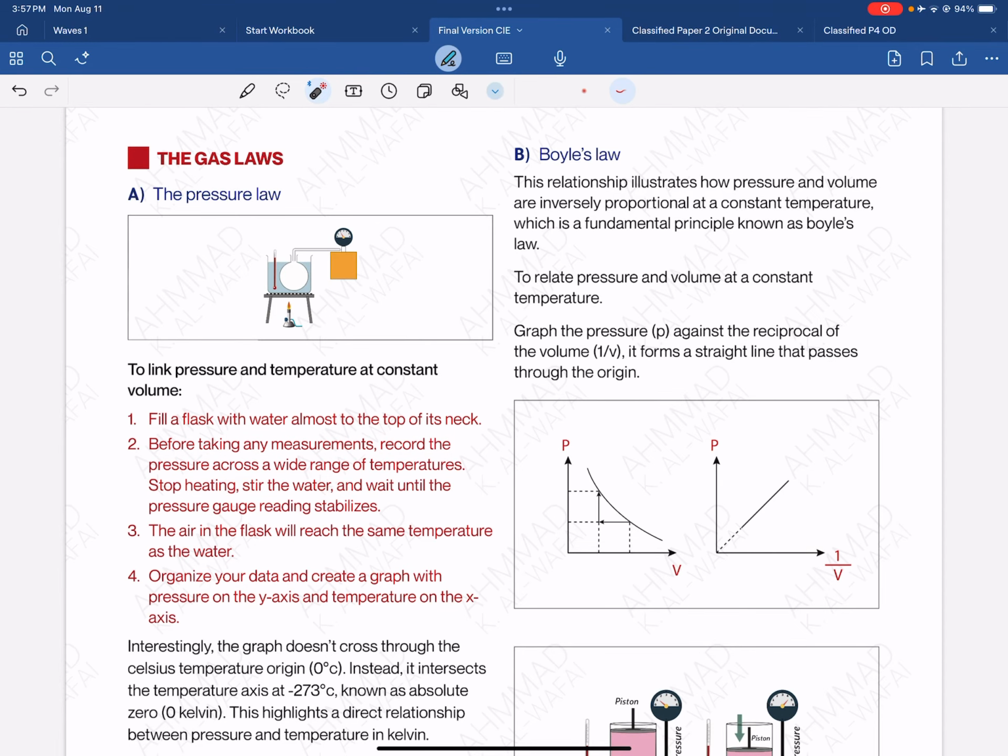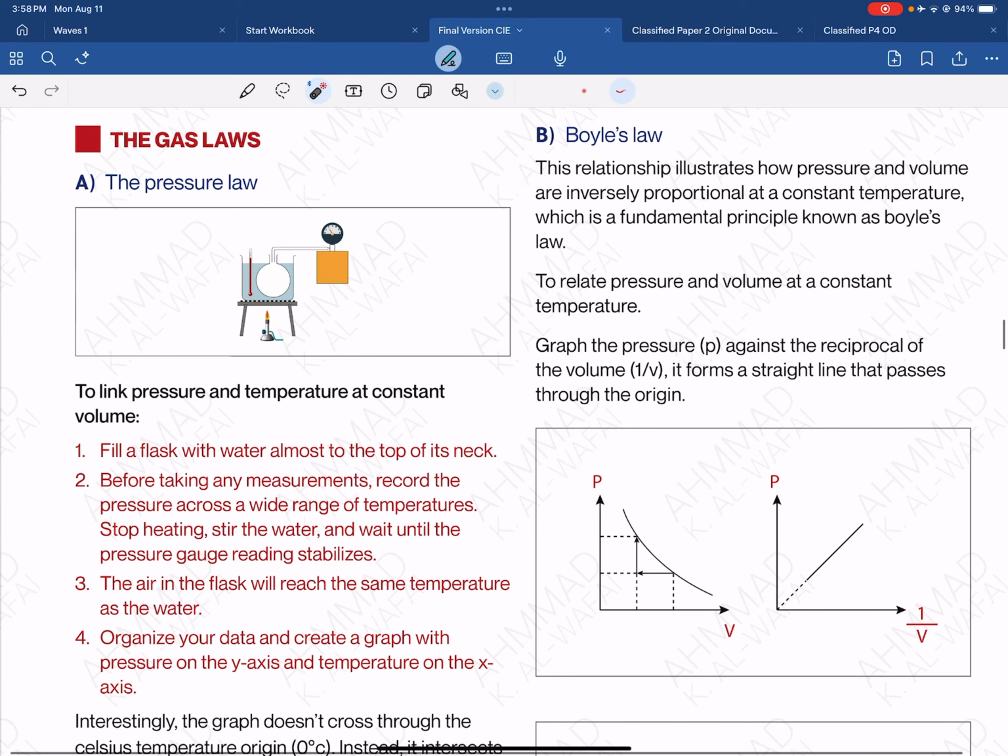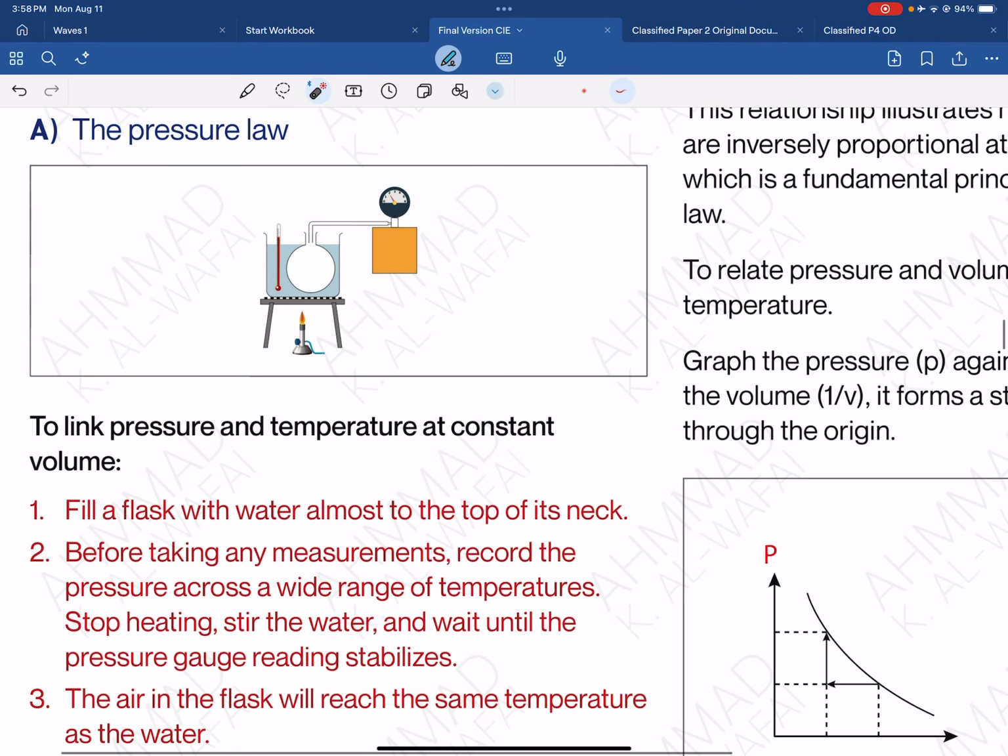Hello and welcome, guys. So now we're going to be talking about the gas laws. Okay, now the first one is the law that talks about pressure and temperature. We're going to find out that the pressure and temperature are directly proportional to each other.